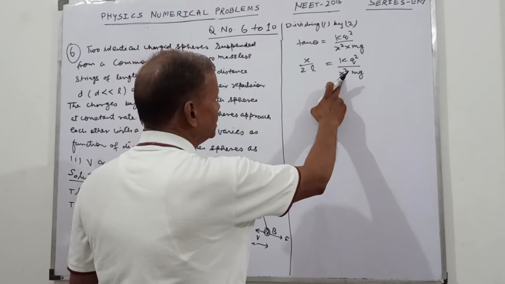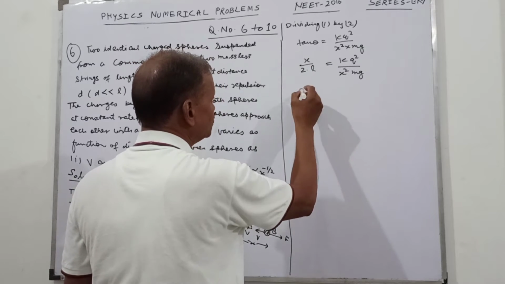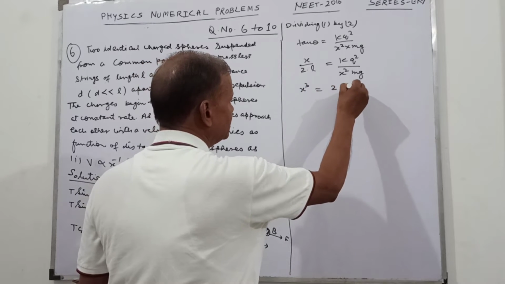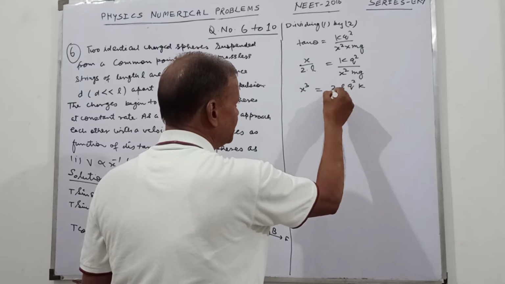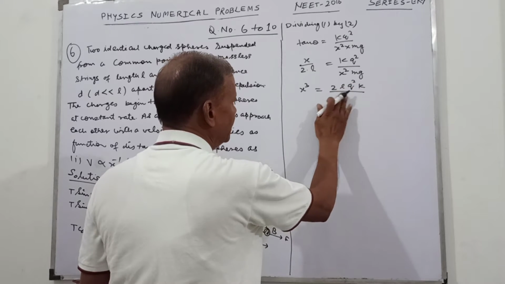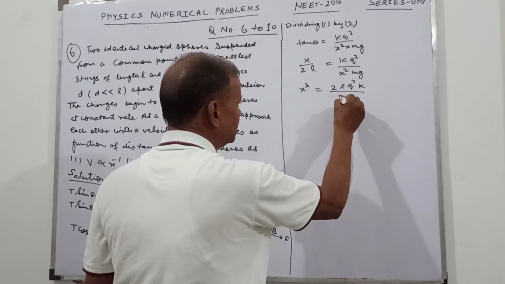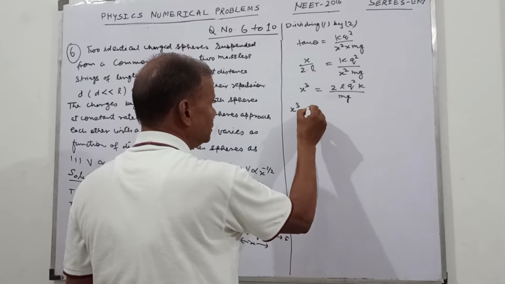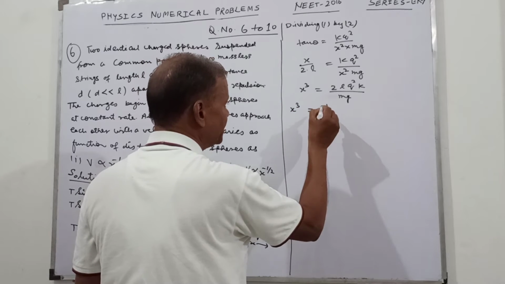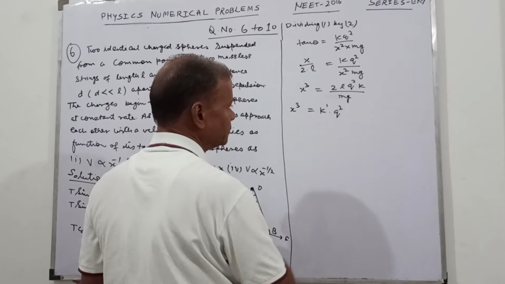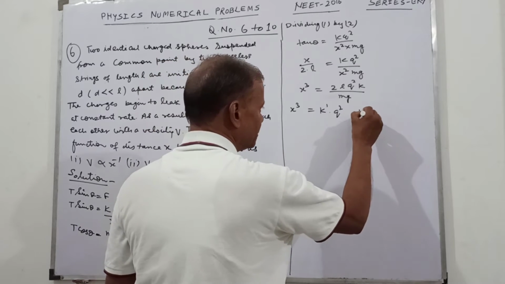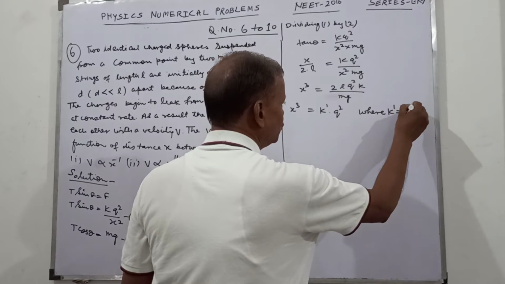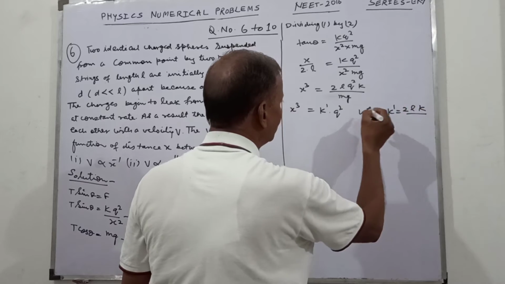So now you see that this is now x cube. x cube is equal to 2l q square k upon mg. So what we have as a relation is that x cube equals a constant k dash into q square, where k dash is equal to 2lk upon mg.